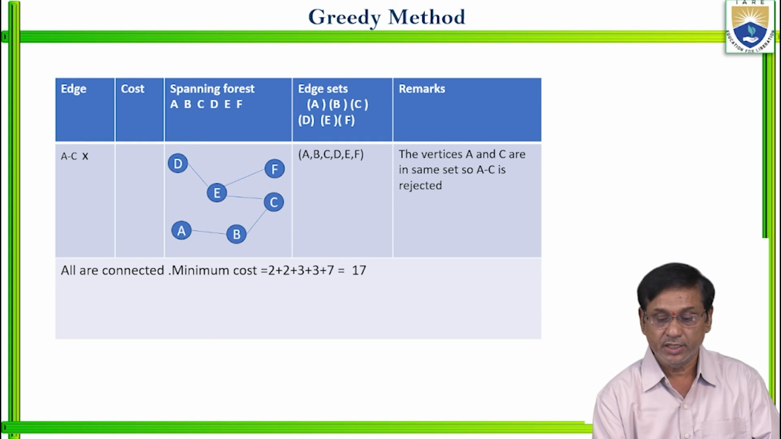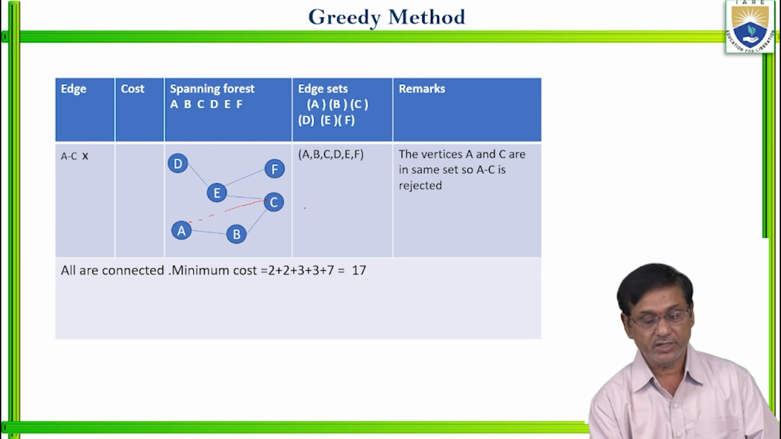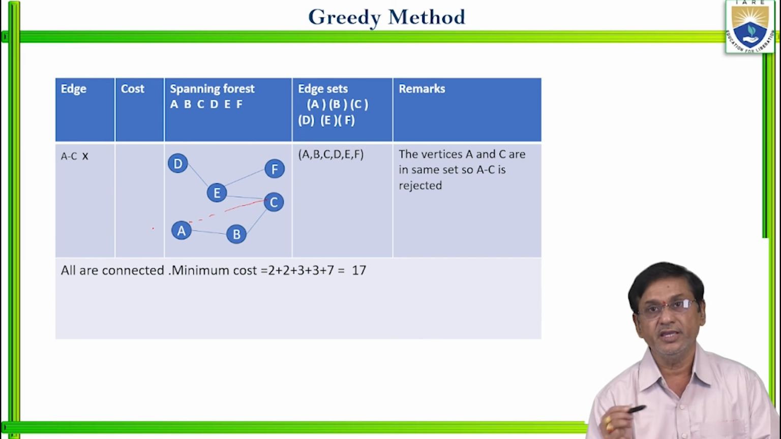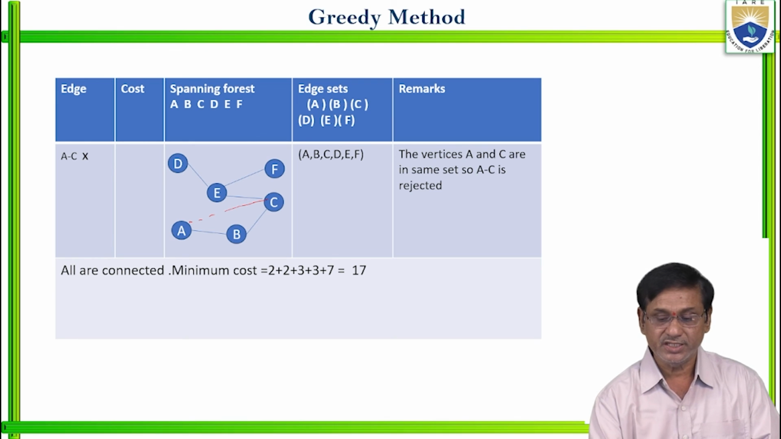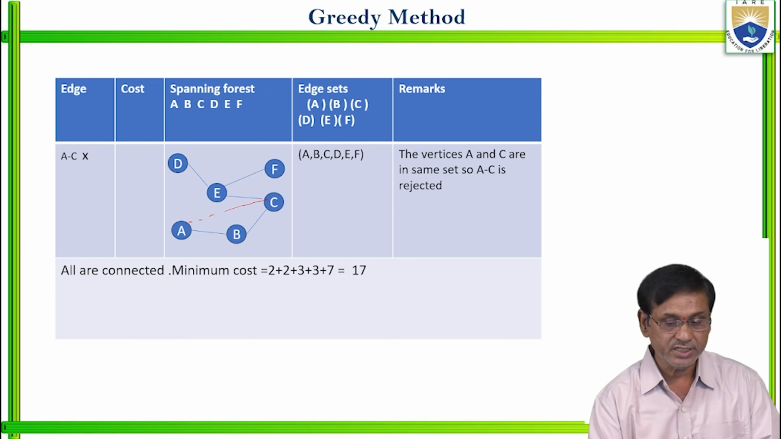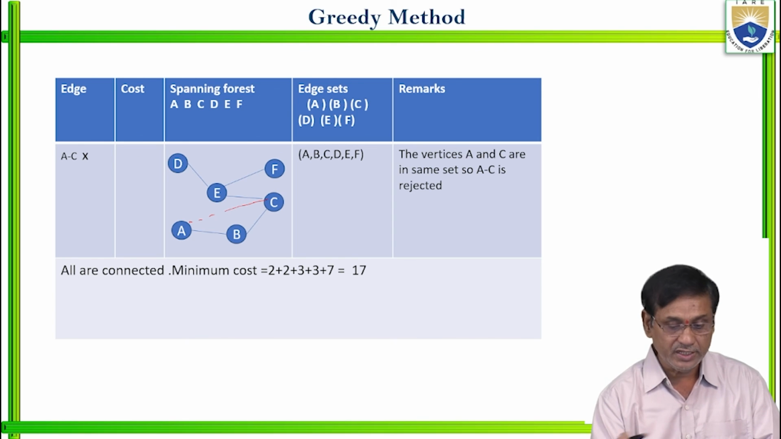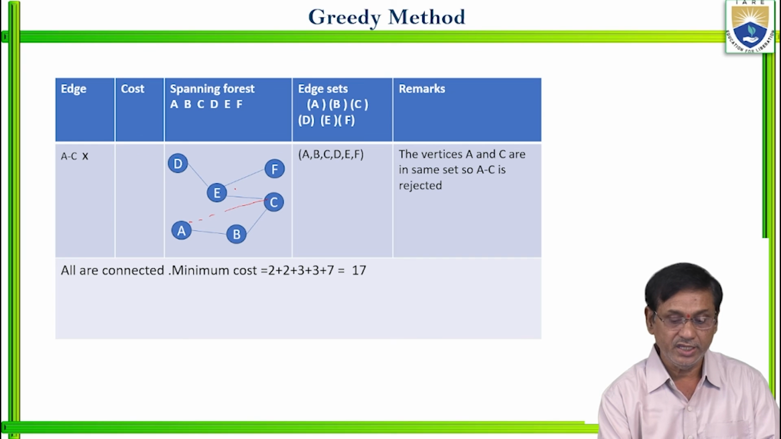Next, AC. A and C are in the same set. If you join AC, again a cycle is forming. What is that cycle? A, B, C, A is a cycle. A cycle should not form. That means A and C are in the same set, so it is rejected. Now you see all the vertices are connected. The vertices are A, B, C, D, E and F.